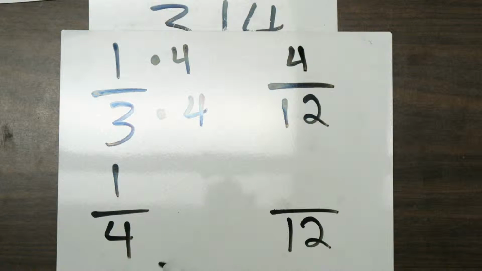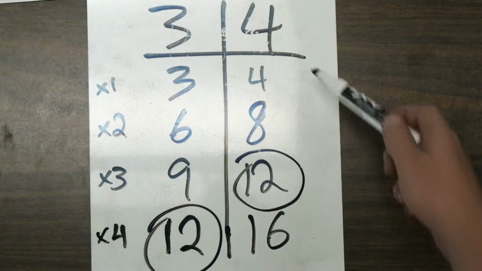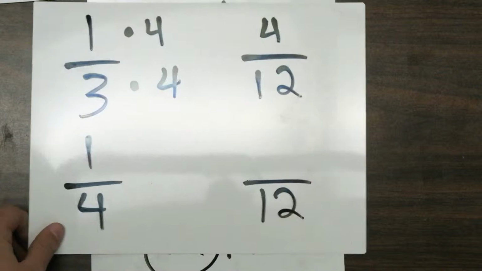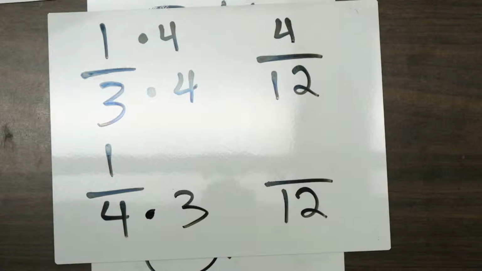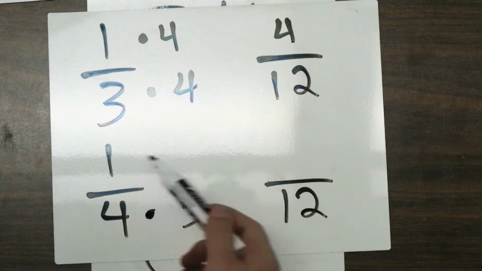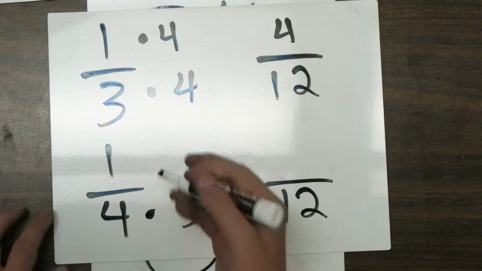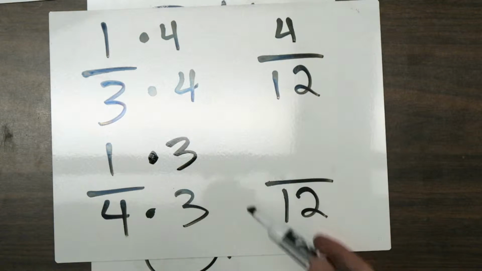Now let's finish 1/4. I need to figure out what I multiplied 4 by to get 12. I go back to my list and I see that 4 times 3 gets me 12. So I'm multiplying 4 times 3. And again, whatever I do to the bottom, I also have to do to the top. I multiplied the bottom by 3, so I have to multiply the top by 3. 1 times 3 is 3.